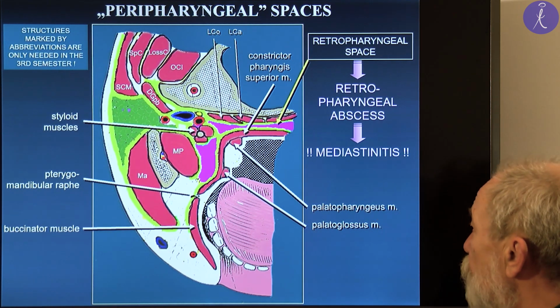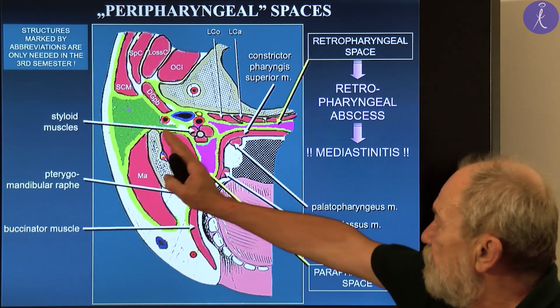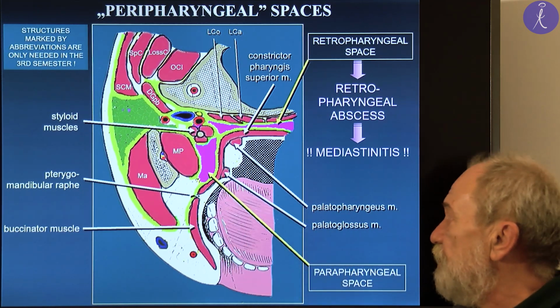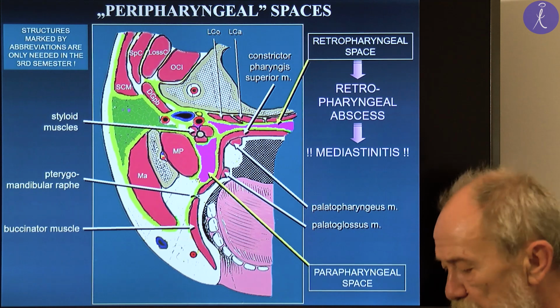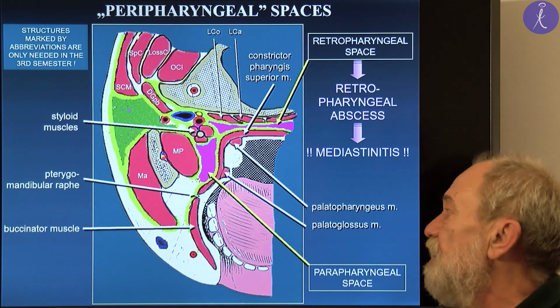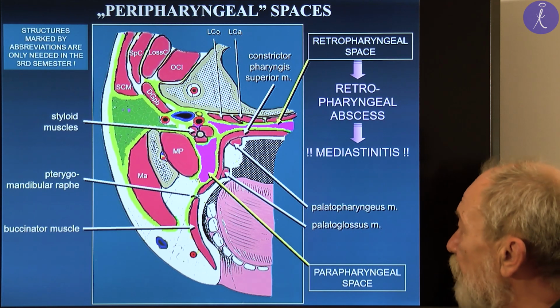So it has great importance. The same does not apply to the parapharyngeal space, next to the pharynx, lateral to the pharynx. It also lacks a lower wall or lower margin, but if any inflammation spreads down, it only reaches the subcutaneous space of the neck and does not cause any severe problem.